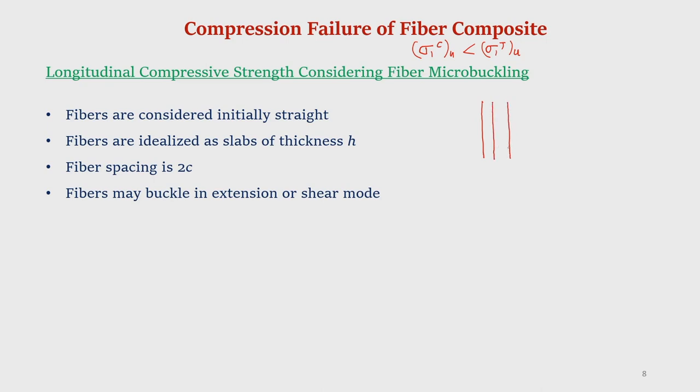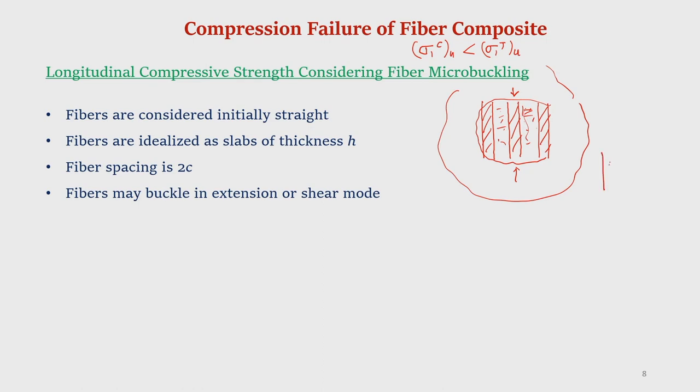suppose we consider these are the fibers, and in between of course there is matrix, these are the fibers. So, this is a part of a larger component. Locally what might happen is this fiber tends to buckle under the compression load, this fiber tends to buckle. Okay. But this buckling is actually resisted by the matrix.